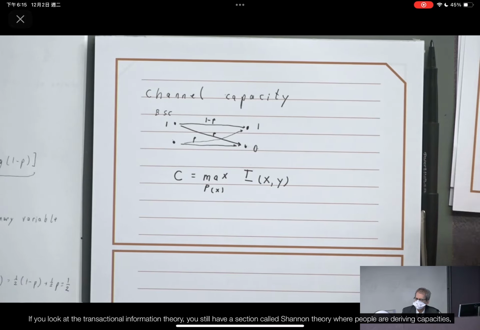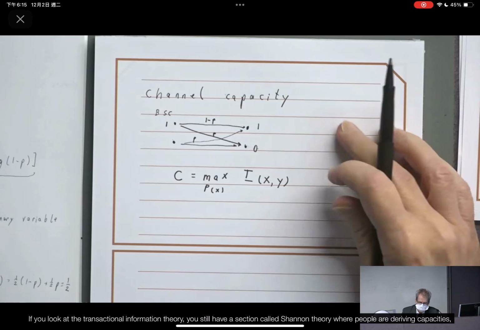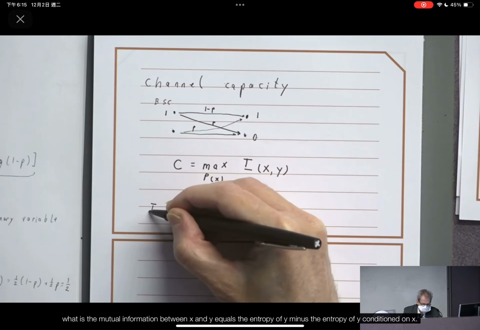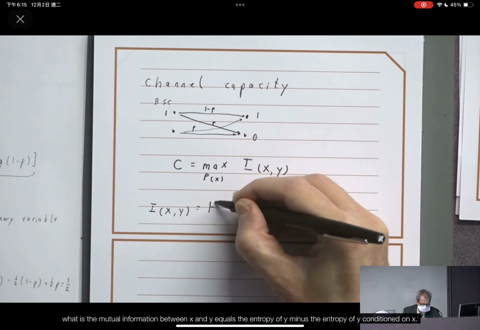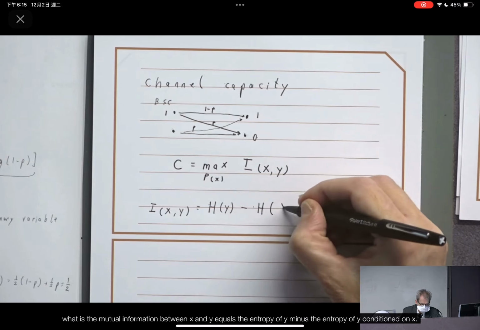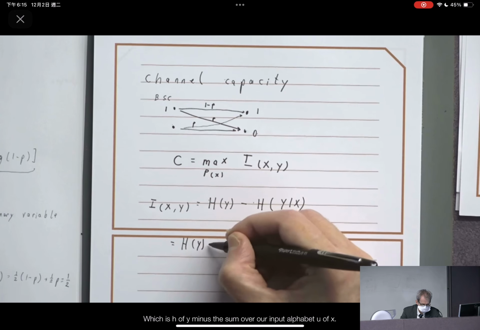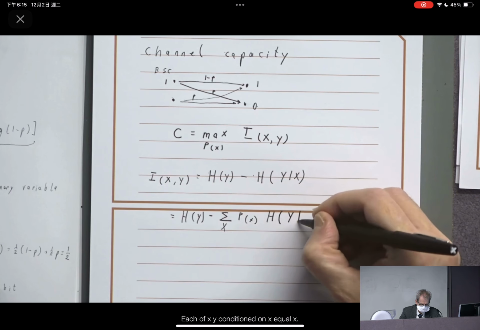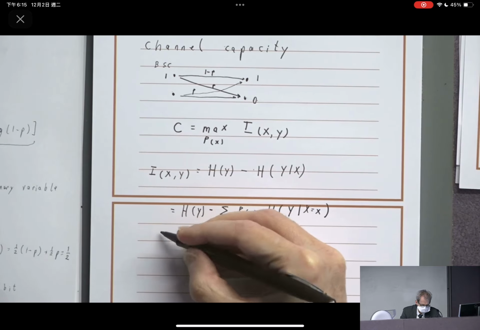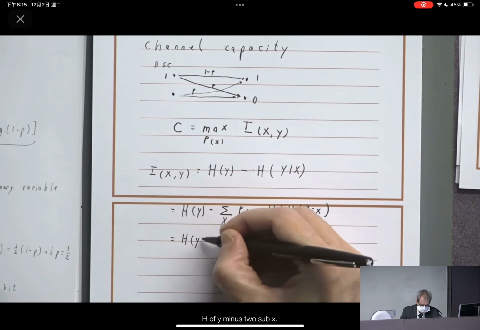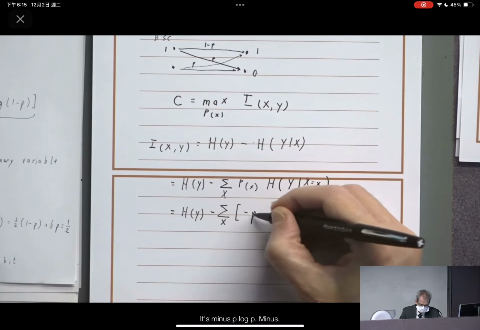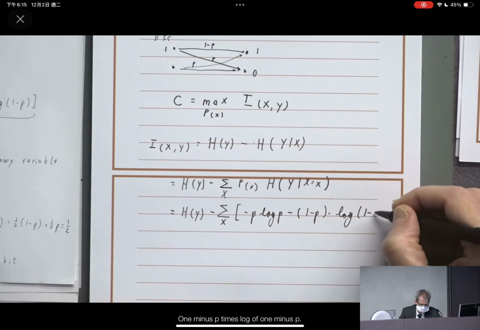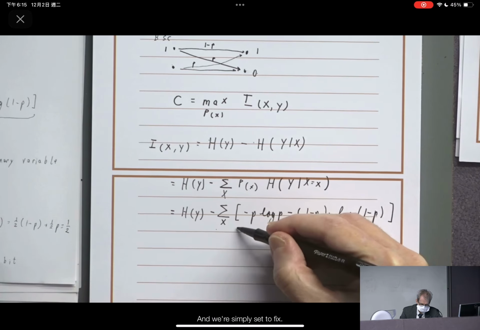If you look at the Transactions on Information Theory, you still have a section called Shannon theory where people are deriving capacities. But just to show you the fundamental principle of how you would do this, you can say, what is the mutual information between x and y? Well, it's the entropy of y minus the entropy of y conditional on x, which is h of y minus the sum over our input alphabet, p of x, h of y conditional on x equals x, which is h of y minus the sum over x, p of x times minus p log p, minus 1 minus p times log of 1 minus p.